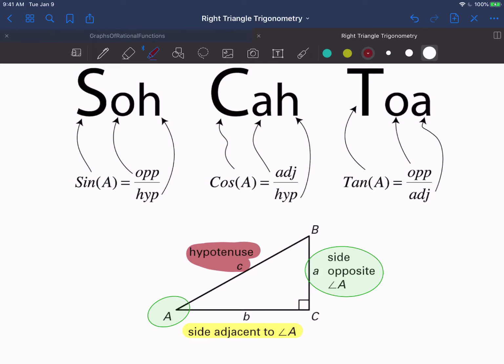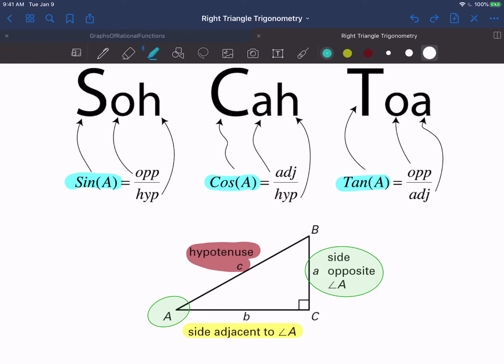So now that we have established relative to angle A what the opposite side is and what the adjacent side is, and of course what the hypotenuse is, we have these three trig ratios that emerge. We have sine, cosine, and tangent. So the sine of angle A represents a fixed ratio, and that's going to be the opposite divided by the hypotenuse.